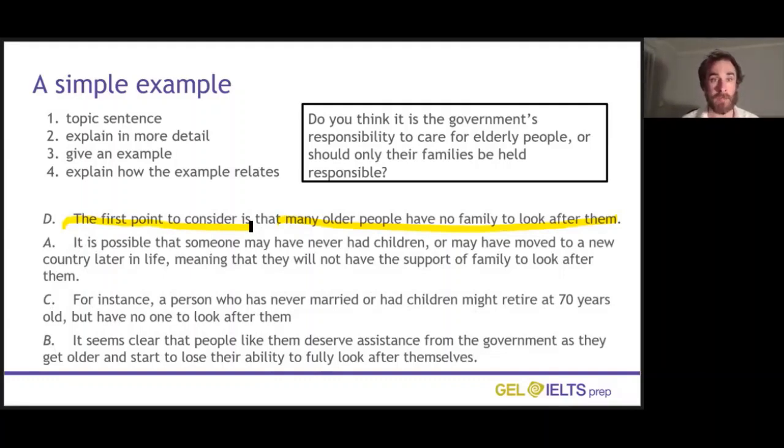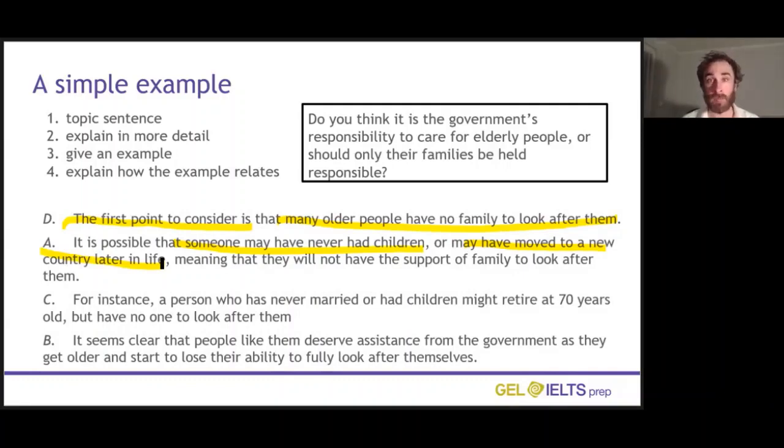Next is A. Here I'm explaining in more detail how this could be true. So many older people have no family to look after them. This could be because someone may have never had children, or because they may have moved to a new country later in life, meaning they will not have the support of family to look after them. So I'm explaining how this is true and relevant.